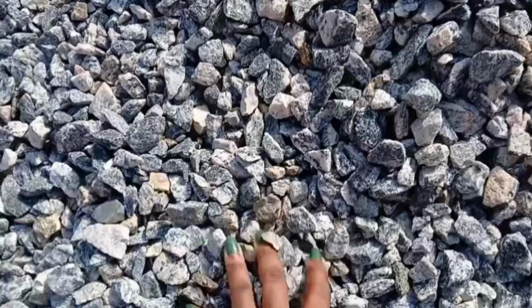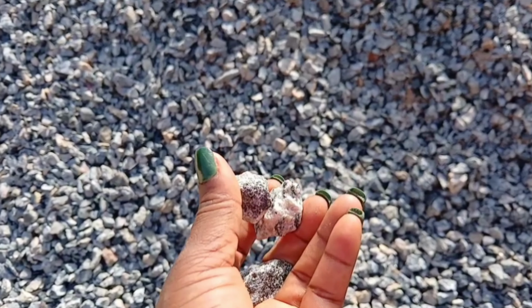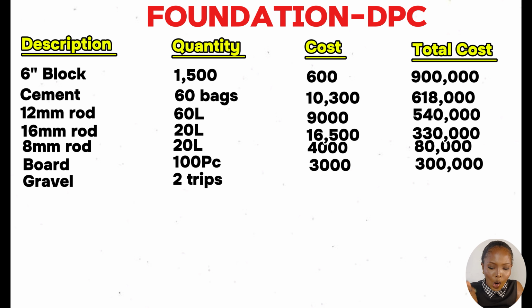You need gravel, 2 trips of gravel. That is 2 tipper load of gravel. Each trip costs 160,000 naira. So 160,000 naira multiplied by 2 is giving us 320,000 naira.